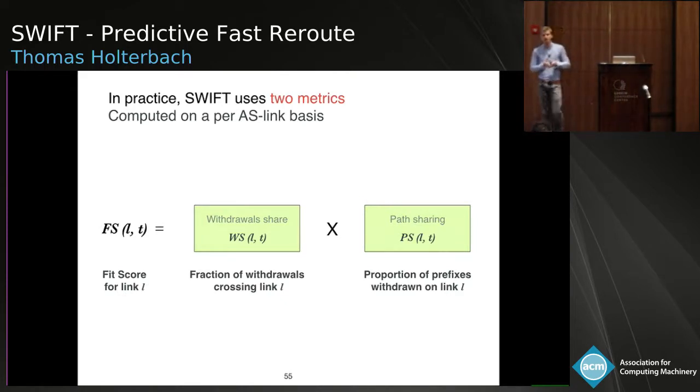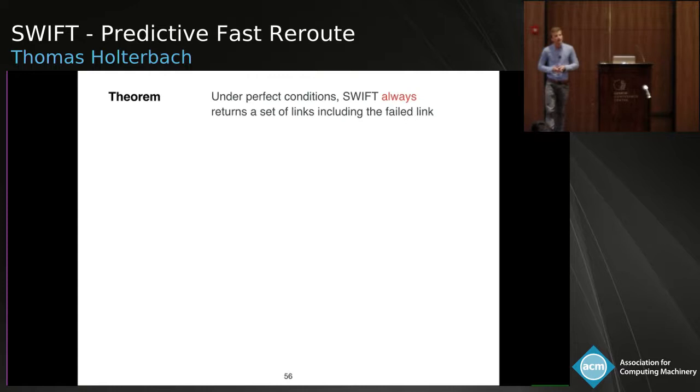0 means that the link failure probability is very low. 1 means that it's very high. So typically, the links that are close to the failure have a high fit score. Otherwise, they have a low fit score. Using this algorithm, we then have the following theorem, which says that under perfect conditions, Swift always returns a set of links, including the failed one.